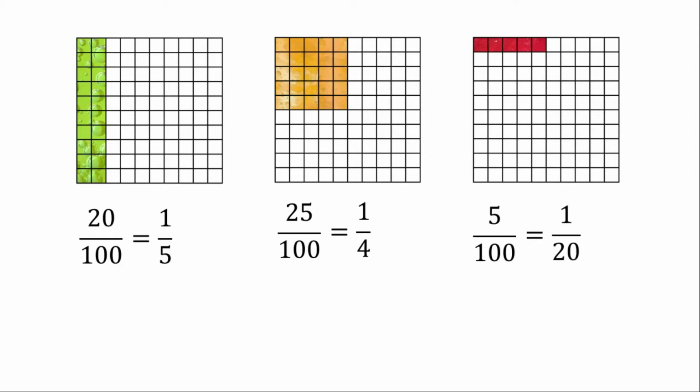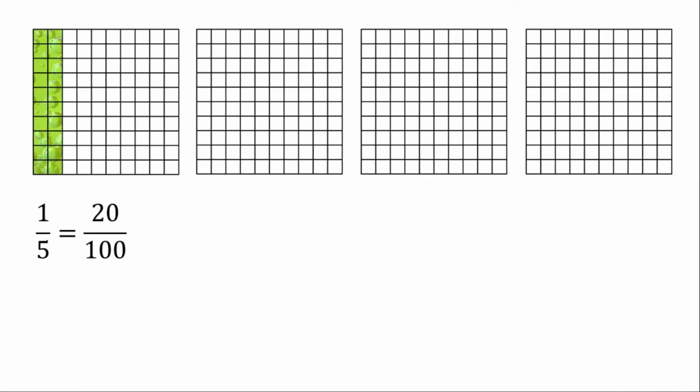So what do we learn from this? We can see that 1/5 is the same as 20 hundredths. We can see that 1/4 is the same as 25 hundredths, and we can say that 1/20th is the same as 5 hundredths. What can we do with that? Now that we know what 1/5 is, we can pretty easily figure out what 2/5, 3/5, and 4/5 are. How do we do that? We just fill in the hundredths grid with fifths, and then count how many of the individual tiny pieces there are.